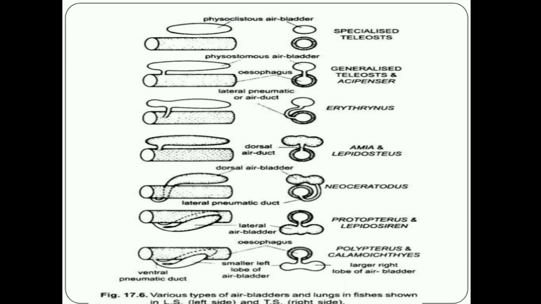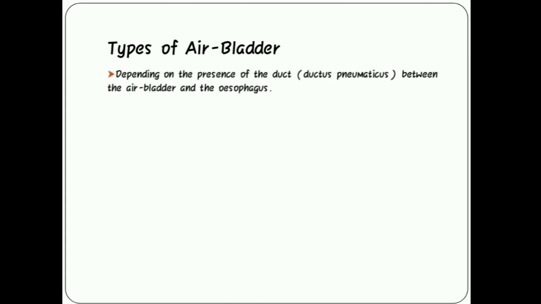So this type of air bladder is called a physoclistous air bladder. Now let's explain these figures: types of air bladders, depending on the presence of the pneumatic duct between the air bladder and the esophagus. Types of air bladders are divided on the basis of the presence of a duct.